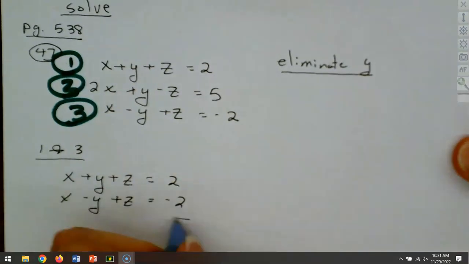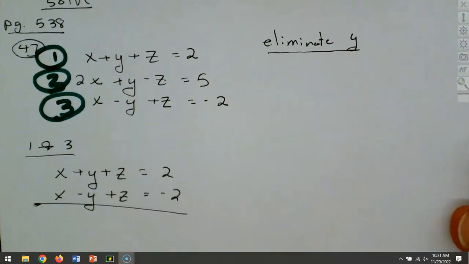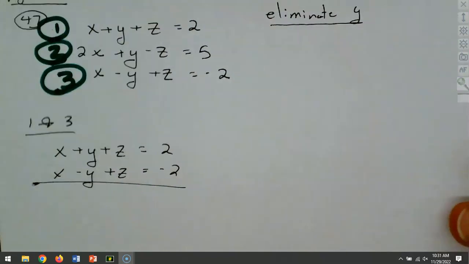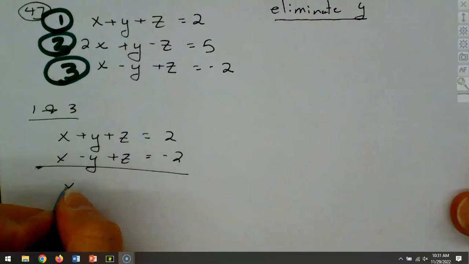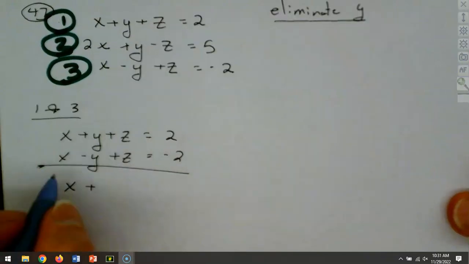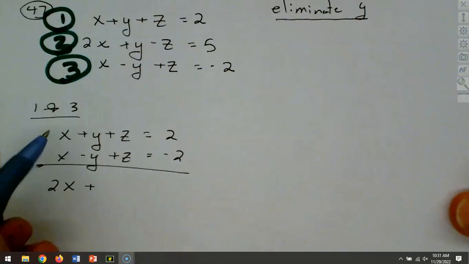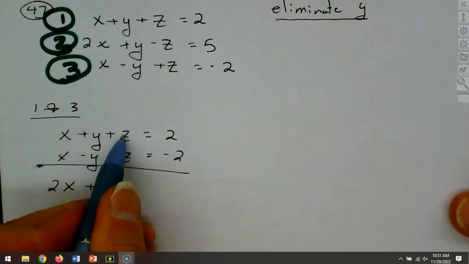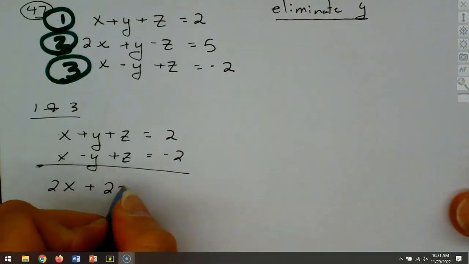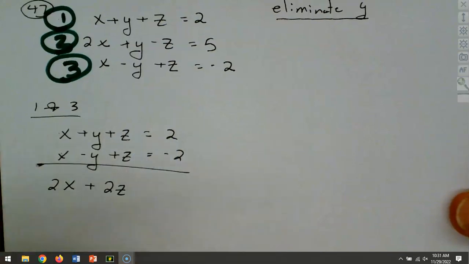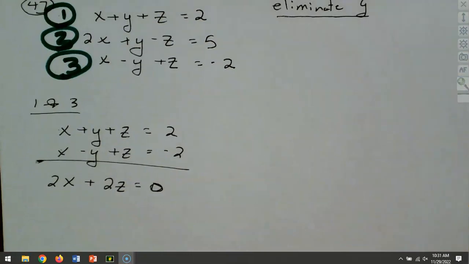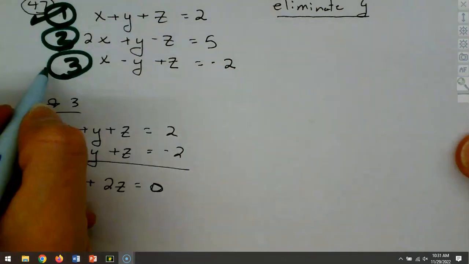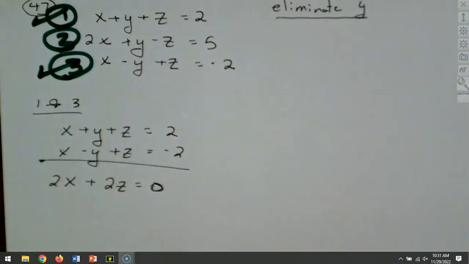Now, if we add these together as they are, we're in luck because what's going to happen to the y's? They're going to cancel. So that is x plus, adding down, 2x, because x and x makes it 2x. z and z makes it a 2z. And 2 and a negative 2, well, that goes away, and that gives you then 0. Mark them off as you've used them. So we have used 1, and we have used 3.